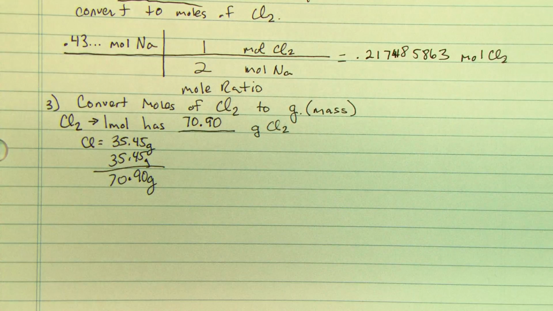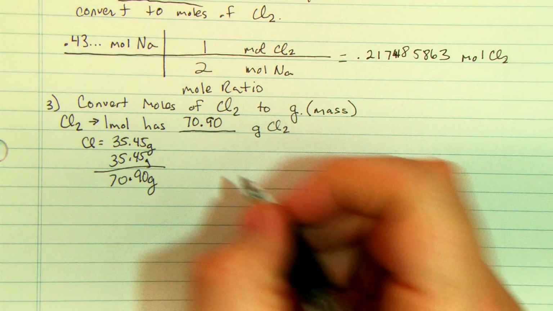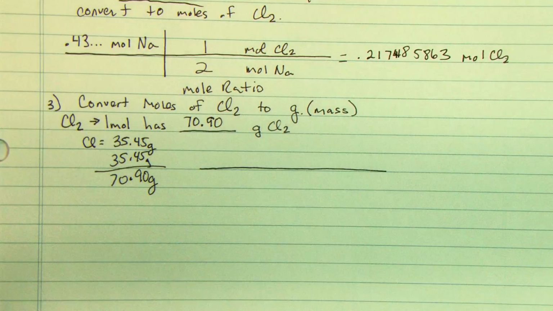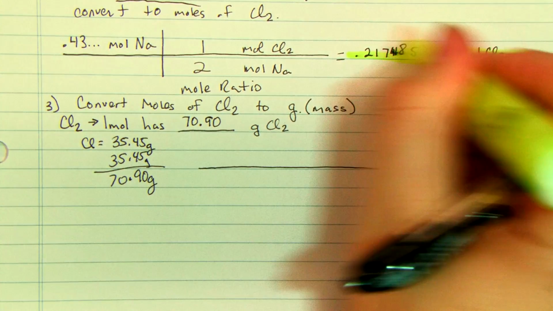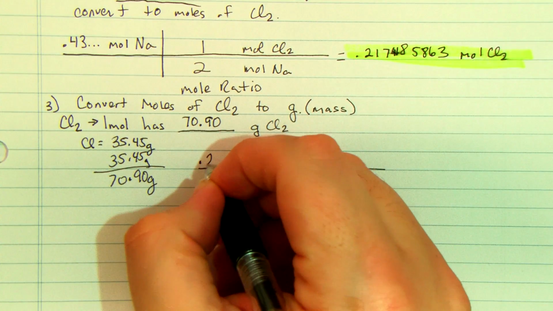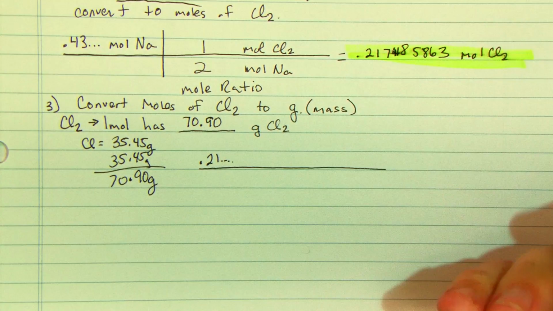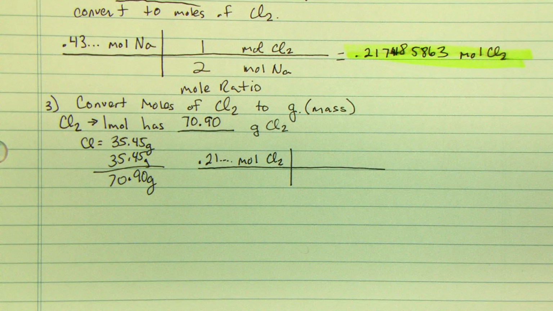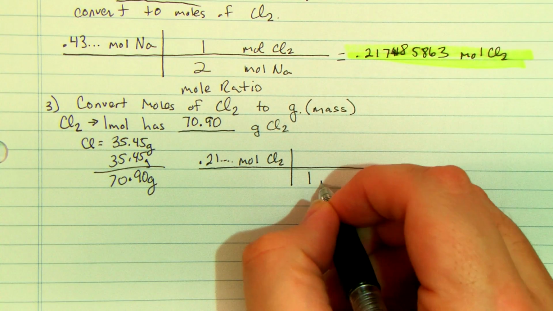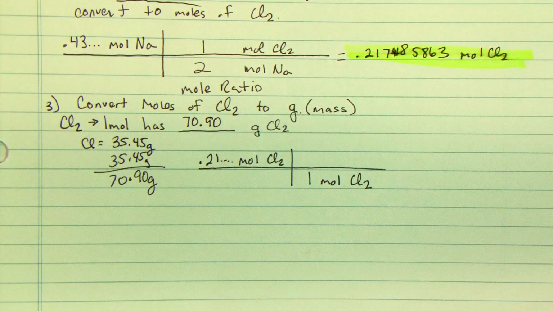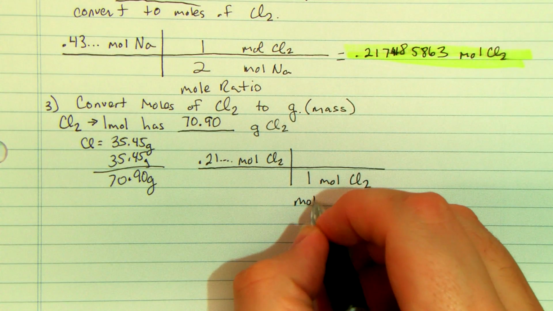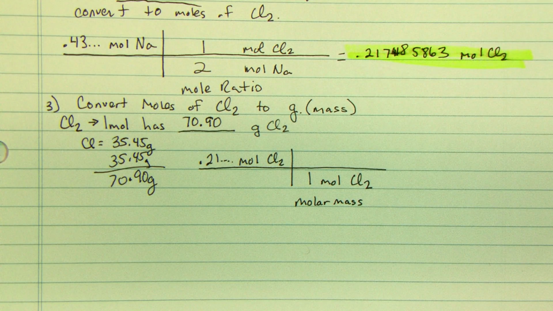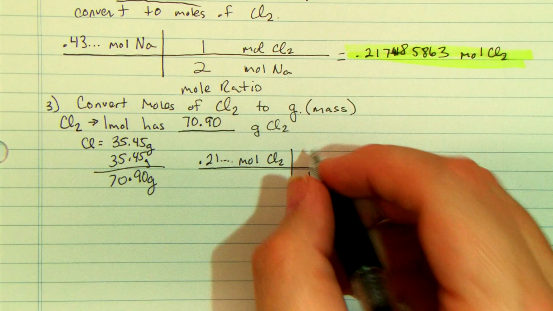So now we're going to convert this. I have to use the moles that we calculated up here. That tells me how many moles we got there. So it's 0.21 and change. I'm going to use that answer. And since I have moles, I know 1 mole of Cl2, and this is molar mass again. How many grams are in 1 mole of Cl2? 70.90 grams of Cl2.